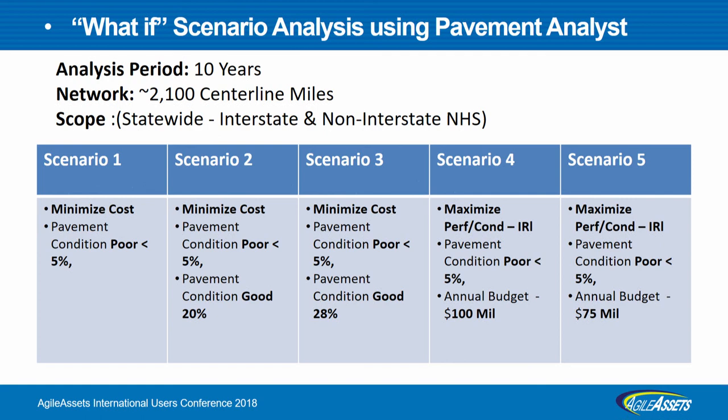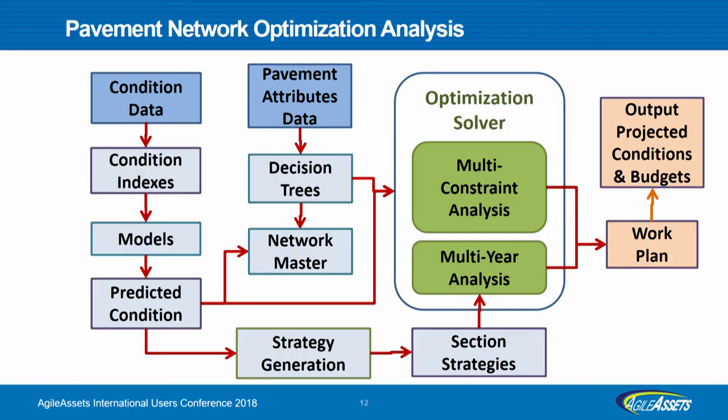I pretty much used the total cost coming from scenario two, which was about an average of 100 million a year, as a budget constraint. I cannot spend more than 100 million each year, but I still want to control my 5% as well, and I want to now maximize my IRI. And similarly, in the last scenario, I put 75 million with the goal to maximize my IRI, but still maintaining the 5% threshold as well.